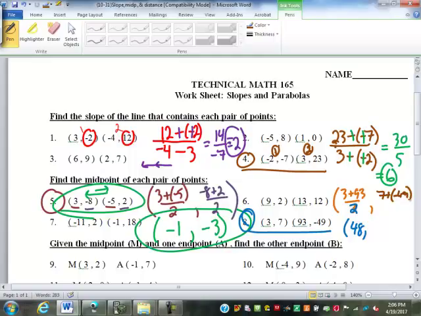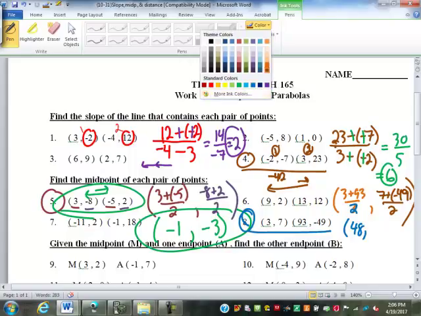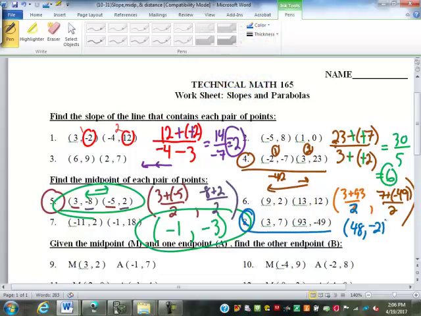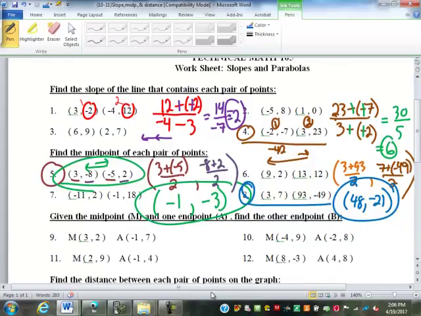7 plus negative 49 divided by 2. That doesn't look very legible. Let me try that again. What is 7 plus negative 49? Perfect. Negative 42, and then divided by 2 is negative 21. So the midpoint, the point that's exactly between those 2 points, is 48 and negative 21. Good.